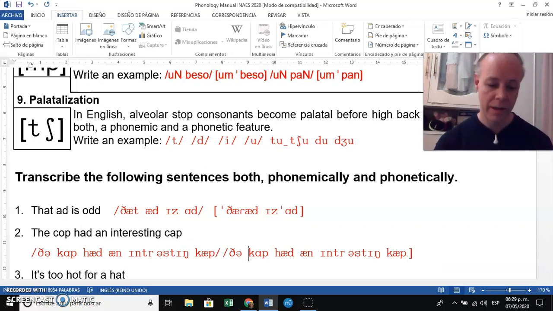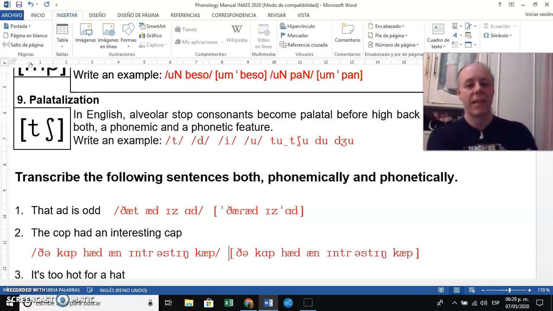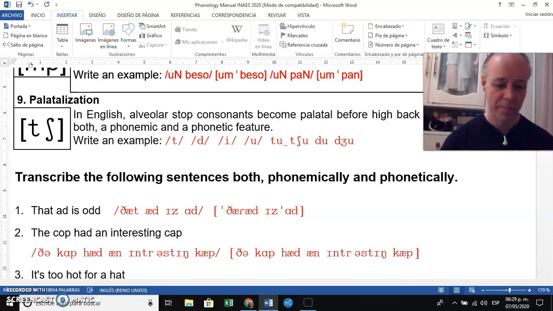Now I'm going to write the phonetic transcription. How would I say? The cop had an interesting cap. The cop, one group, had an interesting cap. Like 3 groups maybe? Or interesting cap, 1 group. The cop had an interesting cap. Okay, 2 groups. So this together, the cop aspirated, the cop, and then had an interesting cap.